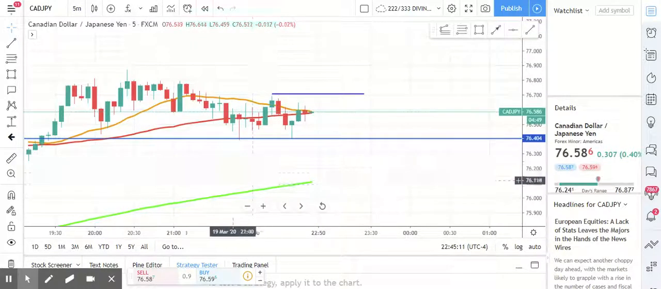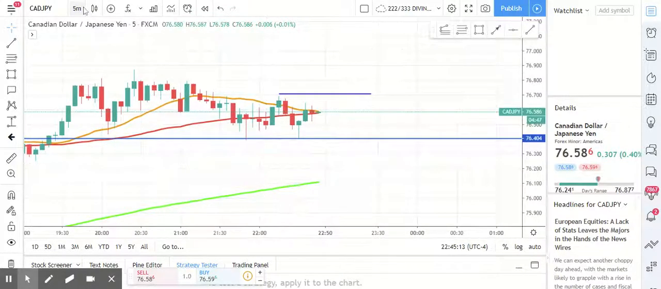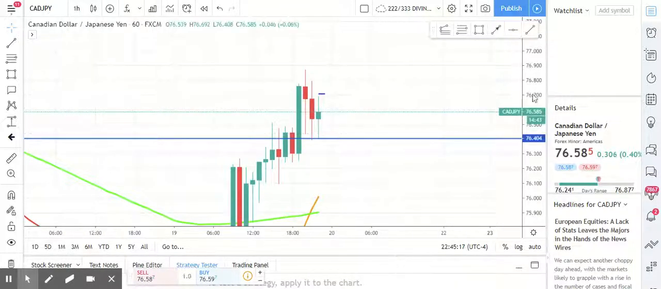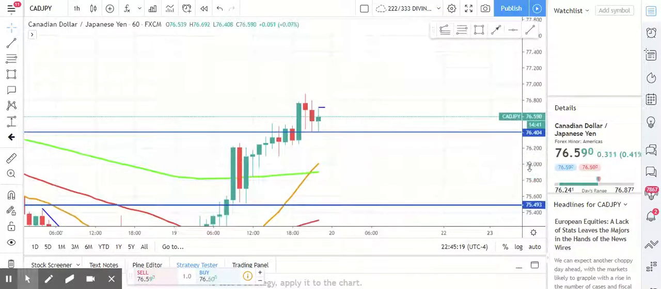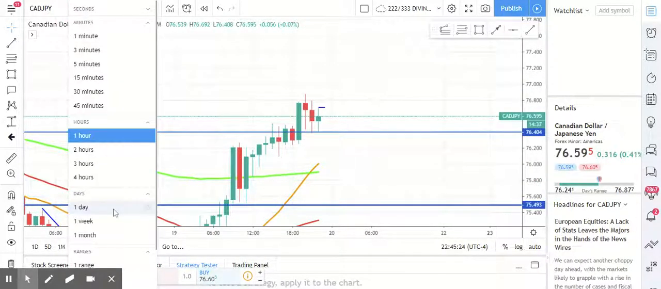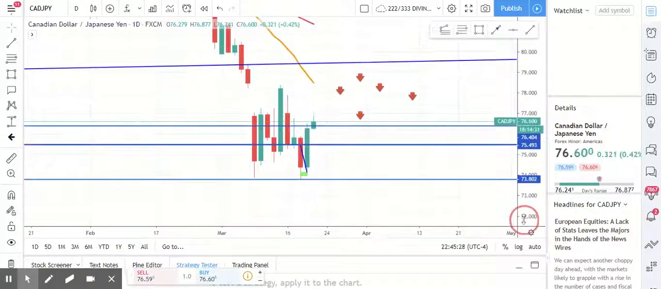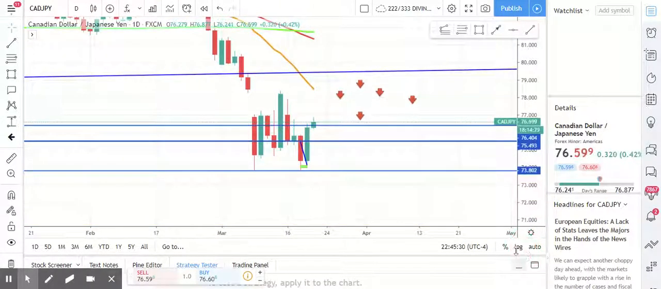All right. So you see this on the CAD, and you can go to higher time frames as well. All right. So let's look at the daily. The daily chart will look totally different as well. So look what we have on a daily.